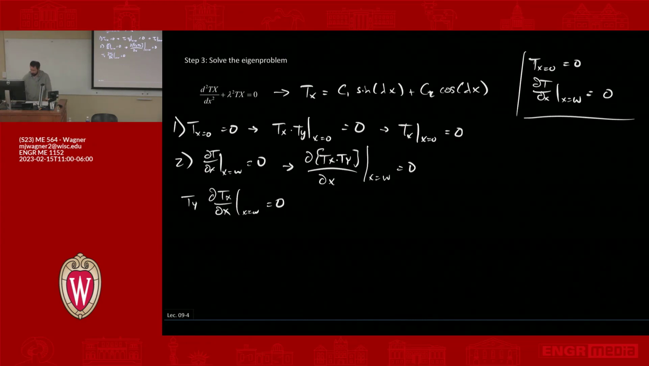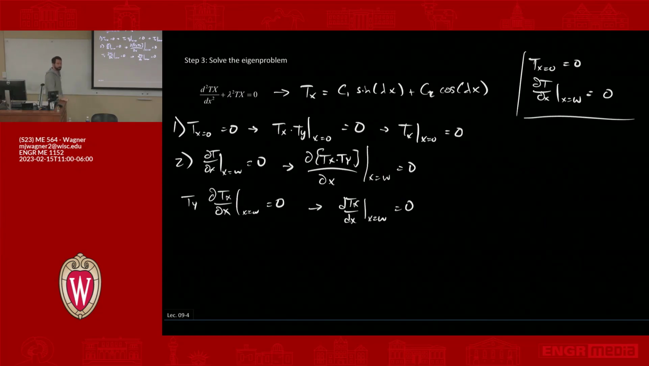We're again trying to figure out how these boundary conditions apply. So okay, now it's just dT_x/dx evaluated at x equals w is equal to 0. So we've successfully translated our boundary conditions into the x problem. Now we can actually enforce them, right?